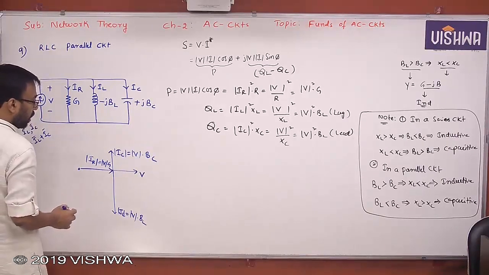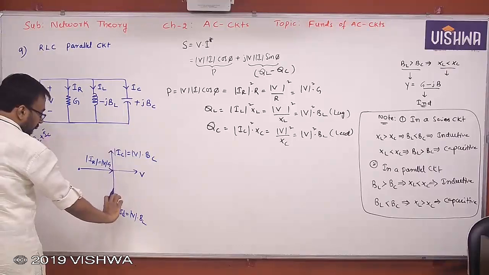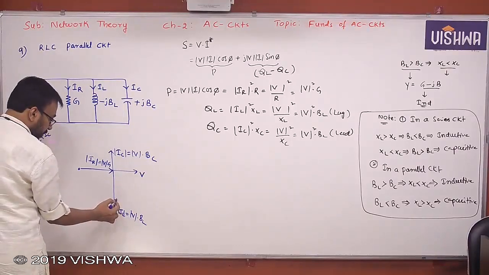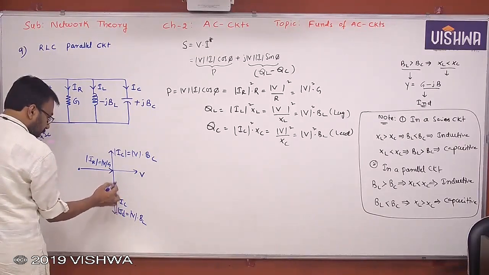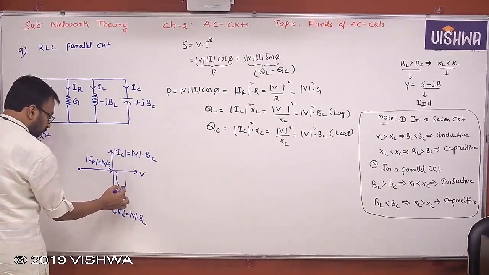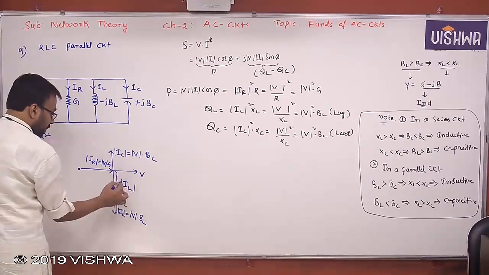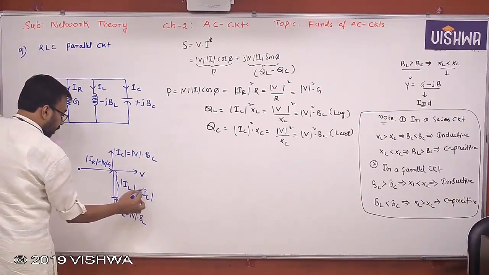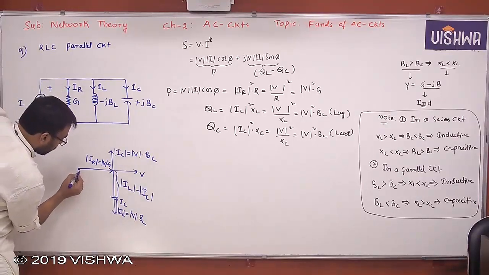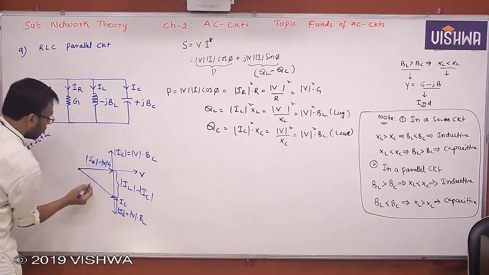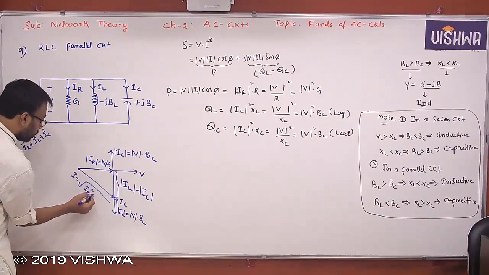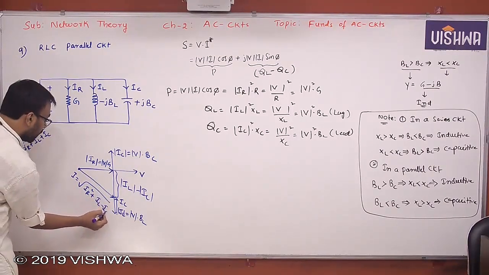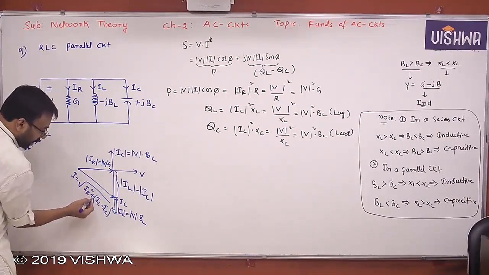IR is V into G. Now, if I add this phasor at the tip of this IL, this is IC, right? So this is IL, this is IC, then the resultant up to this part is what? IL minus IC. Clear? Then this is the total resultant. This is I, nothing but root IR square plus IL minus IC whole square. These are all magnitudes, okay?